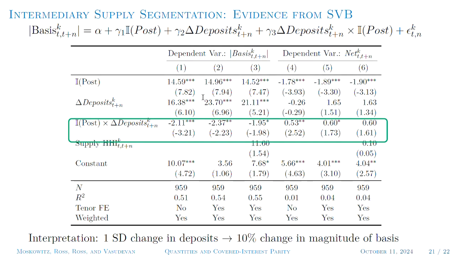So here's the regression result. You can see I've highlighted the gamma 3 result here. If we look at the first 3 columns, that's the regression that's listed at the top. You can see there's a very clear, strong, negative, significant coefficient. And what that means is that after the event, after SVB, if there's a 1 standard deviation increase in deposits for a given market, that corresponds to the basis changing by 10%. So we think that this is really strong evidence that individual banks' constraints matter. The markets that have banks that have had a loosening of their constraints are those that see the basis decline.